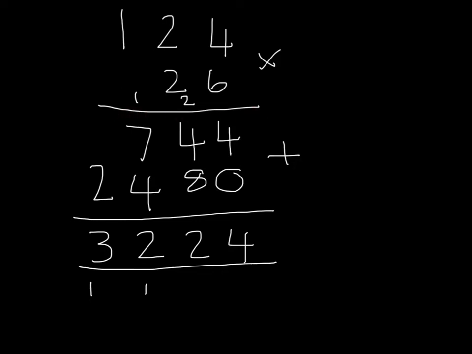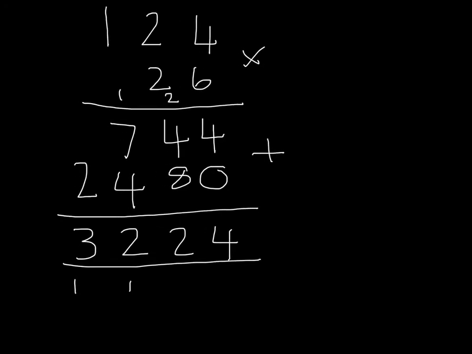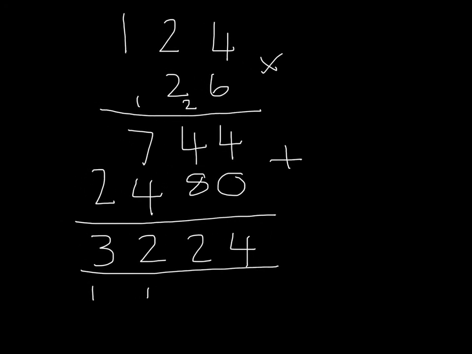Begin by multiplying the units by the units. This gives us the answer 24, the 4 in the units column, the two tens regrouped into the tens column. Then tens multiplied by the units. This gives us the answer 12, but we need to remember to add the regrouped tens. So the answer is 14 tens, the 4 on the line, and regroup the hundreds.